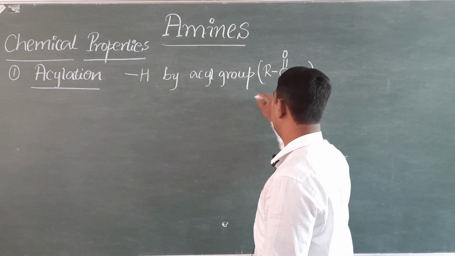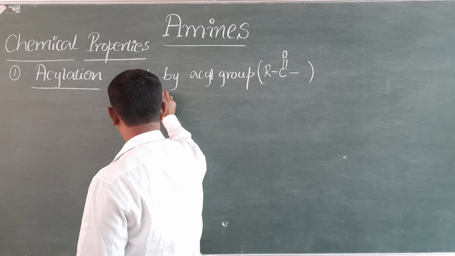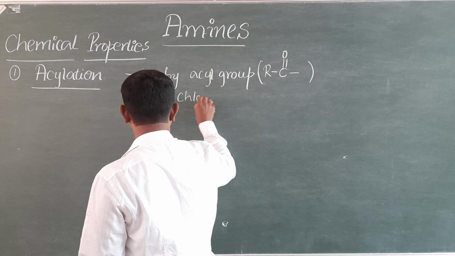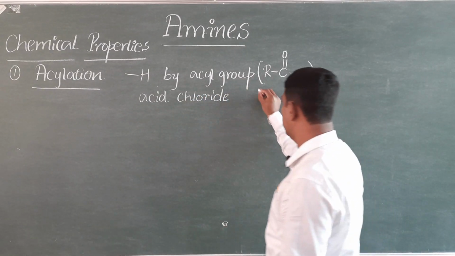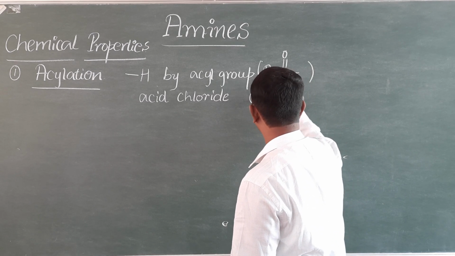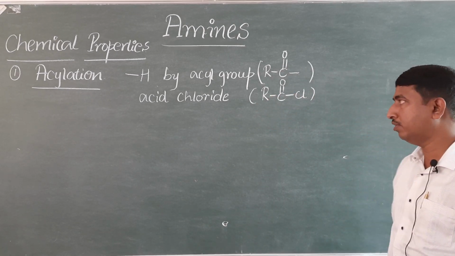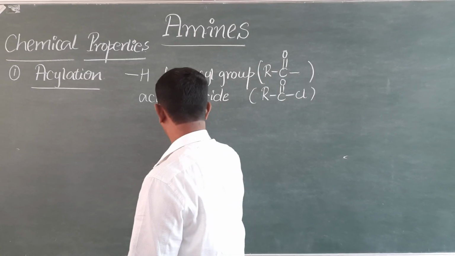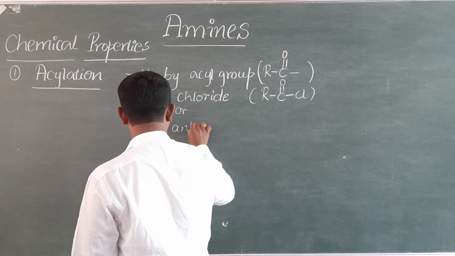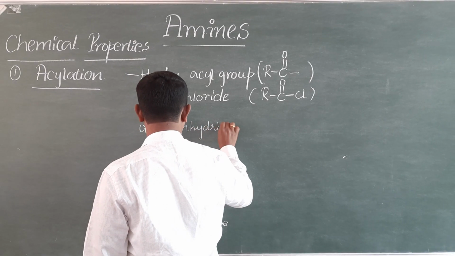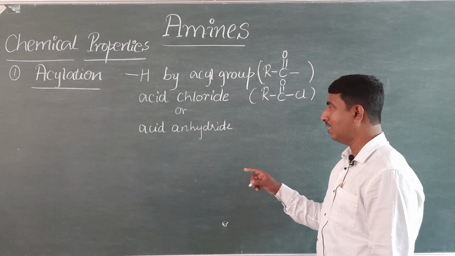For acylation we need a reagent, that is either acid chloride or acid anhydride. Acylation can be carried out by adding acid chloride. The acid chloride formula is R C double bond O Cl. Either we can use acid chloride or we can use acid anhydride.